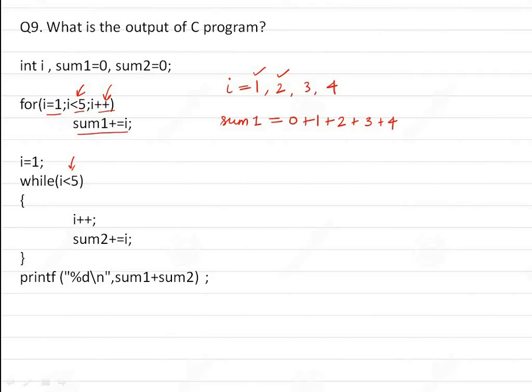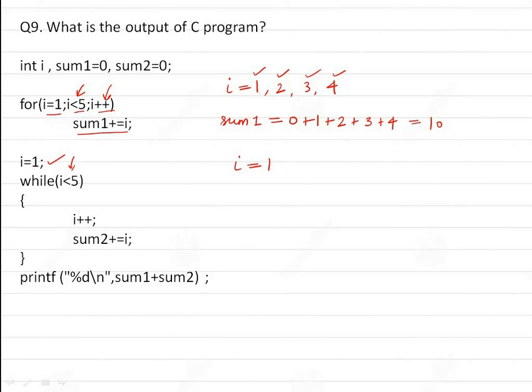So since the value of I goes like this 1, 2, 3, 4 in the 4 iterations, the value of sum1 will be equal to 4 plus 3 is 7, plus 2 is 9, plus 1 is 10. So after the completion of the first loop, sum1 becomes 10. Now again I is initialized to 1, and we have the while loop, and the loop is executed until the value of I is less than 5.